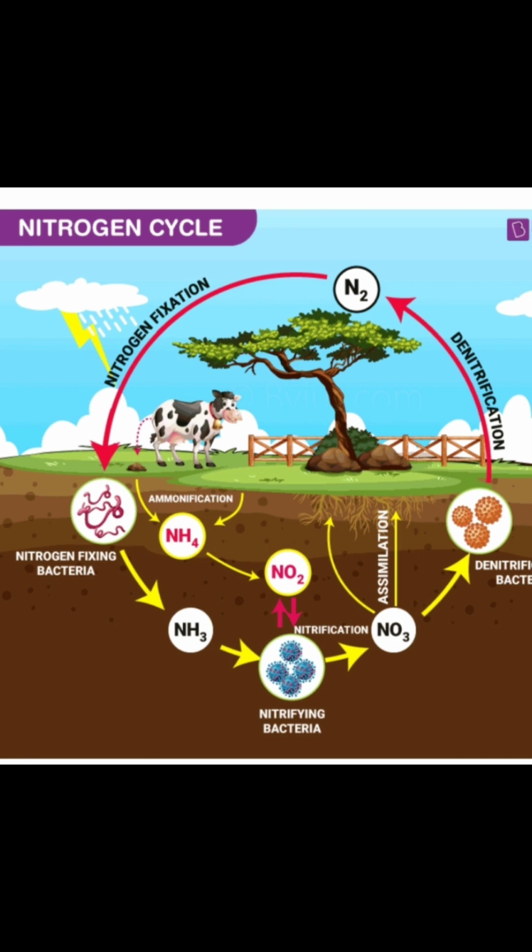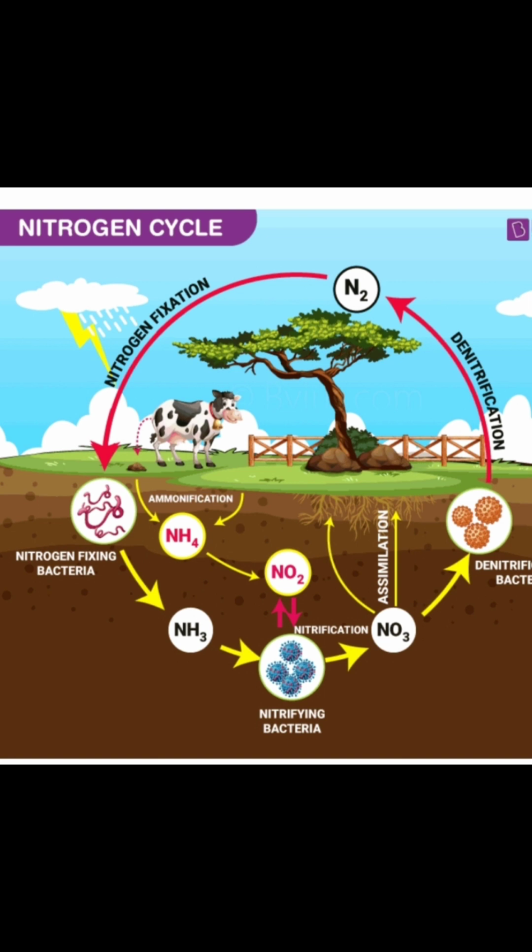Decay of plant bodies also release ammonia in nature, and this process is called ammonification. Ammonia thus formed is converted into nitrites by nitrosomonas bacteria, and then nitrites are converted into nitrates by nitrobacter bacteria, and this process is called nitrification.